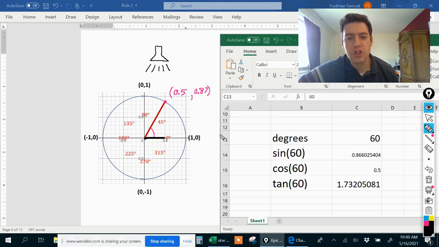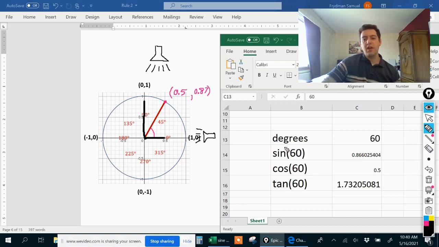So if you were to shine the flashlight this way, then the shade would come up to here, about 0.87. Okay? And then to find the tangent, we would do this number, which I have out to more decimal places than I had it over here. To find the tangent, we would do this number and divide it by this number. So we would take the sine and divide it by the cosine. And then in the case of 60 degrees, this is what we would get if we divide this by this.